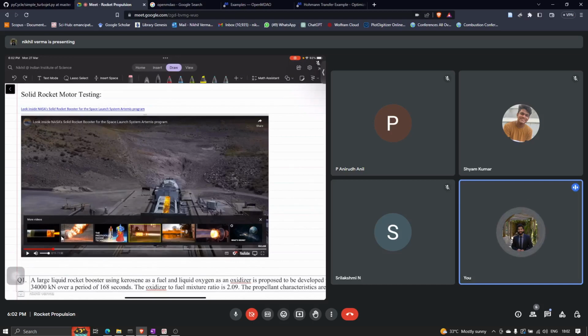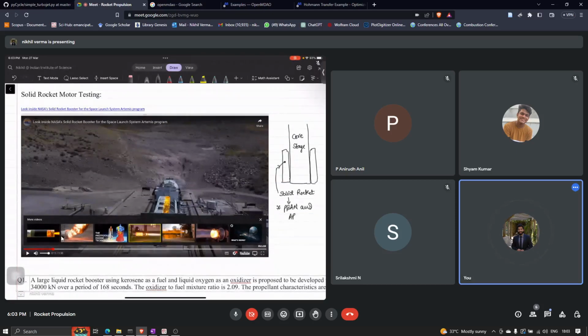You might have seen that at the sides we have two booster rockets, and in the center we have a core stage. These boosters have a solid rocket where the propellants are polybutadiene acrylonitrile, and the other one is ammonium perchlorate.